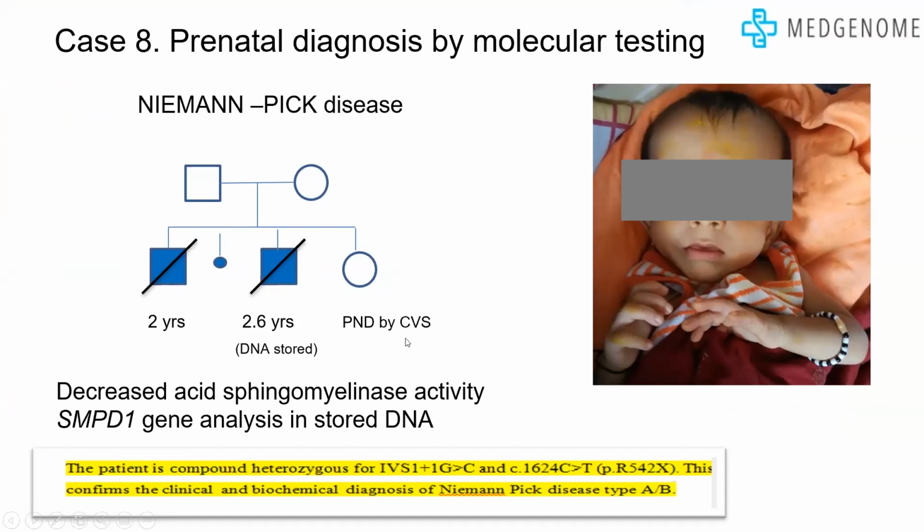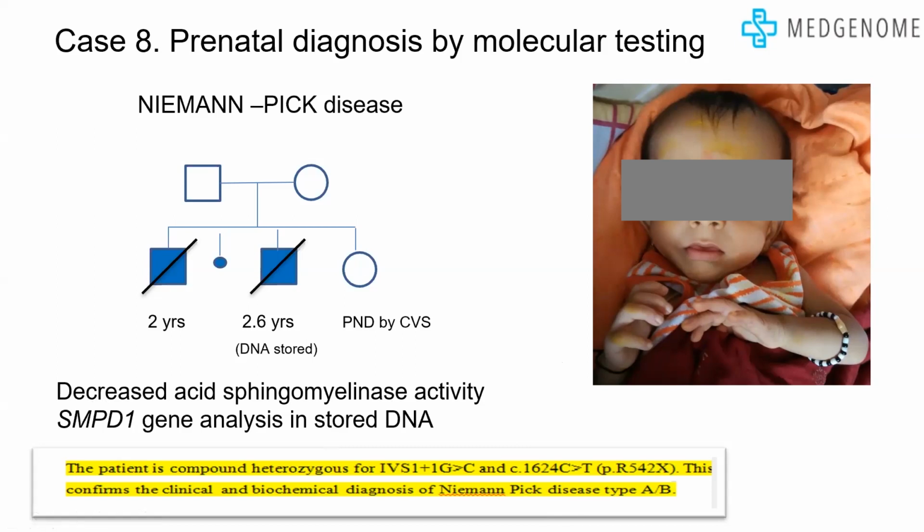And on the way back home, they lost the child. But in the meantime, the enzyme analysis came, and based on the stored DNA, we could confirm the diagnosis of Niemann-Pick disease by doing this testing. And then we coordinated, and the prenatal was done in Jaipur itself.